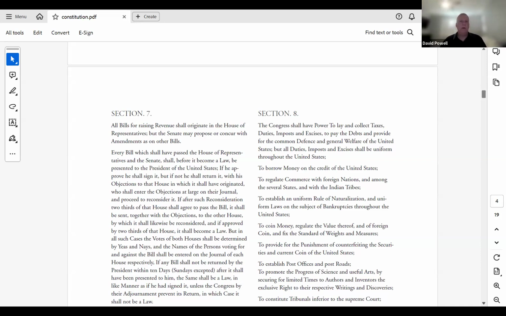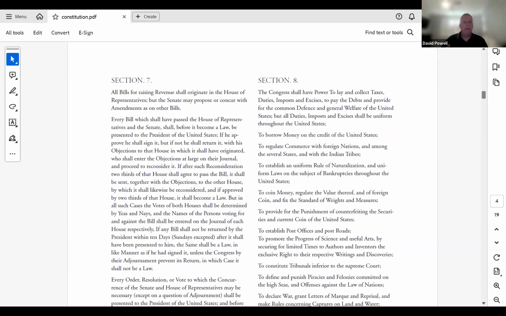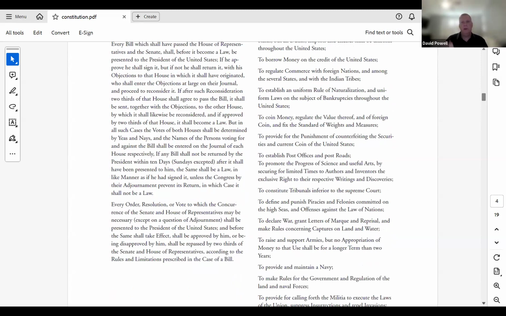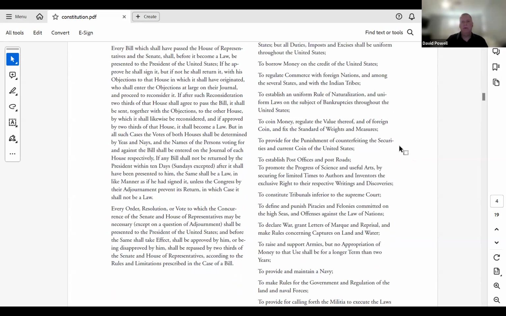Then we also know here in Article 1, Section 7, that before a piece of legislation can go to the president for the president's signature, it must pass the House and the Senate in identical version. This is why we have conference committees. When a bill comes out of the House, it probably looks different than the bill that comes out of the Senate. So you have a conference committee, and the conference committee hammers out the differences between the House version and the Senate version. So it has to be in a uniform version before it can go to the president for the president's signature.